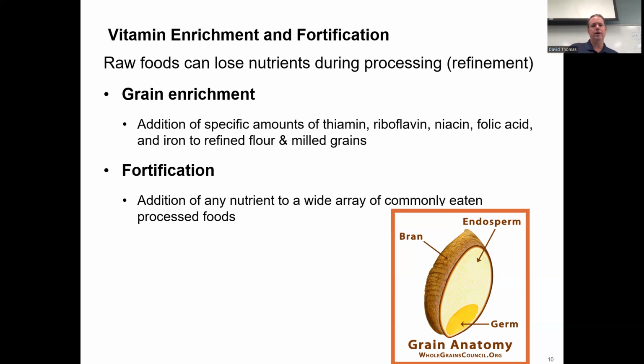You'll see this in juices a lot of times. Orange juice doesn't normally have very much vitamin D, and so a lot of times you can buy orange juice that's fortified with vitamin D. They've artificially added vitamin D to that food product that wasn't normally there. Okay.